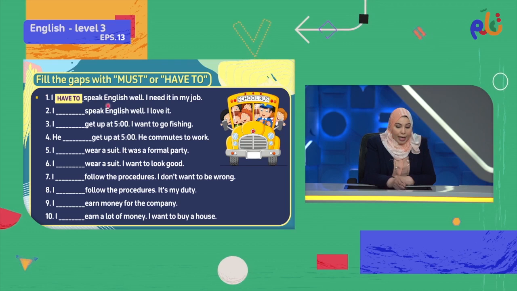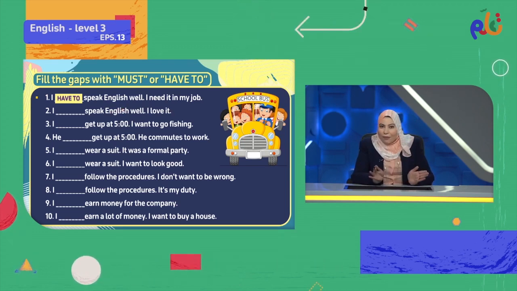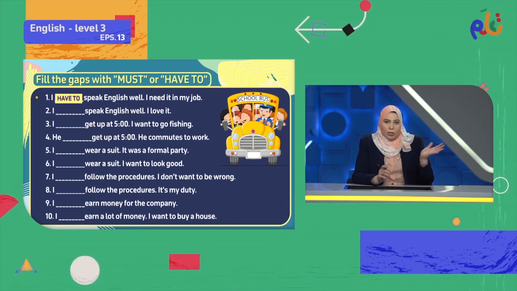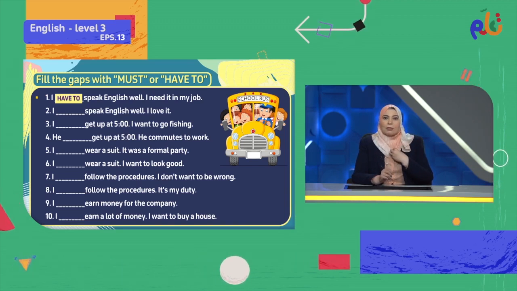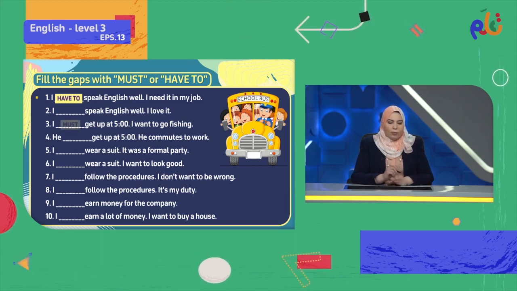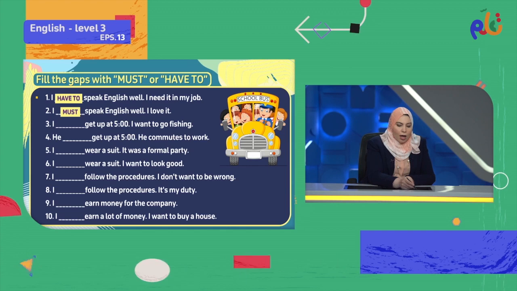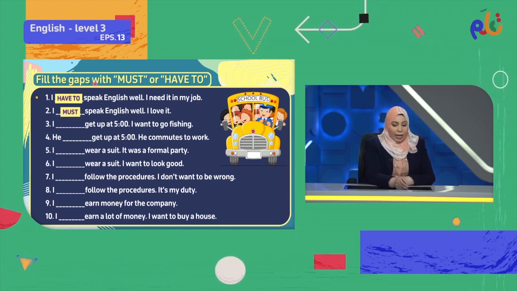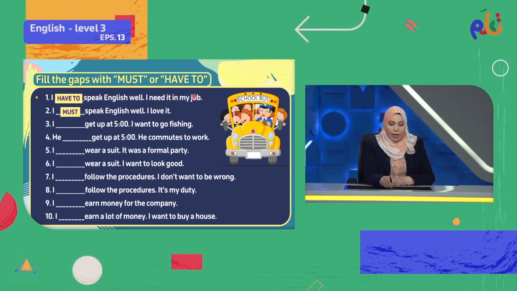The second one, speak English well. I love it. So this is not because anybody wants me to. It's just because I love it. This is my personal opinion and personal choice. So in this case, I must. I must speak English well. I love it. So here we have my job. It's for my job.